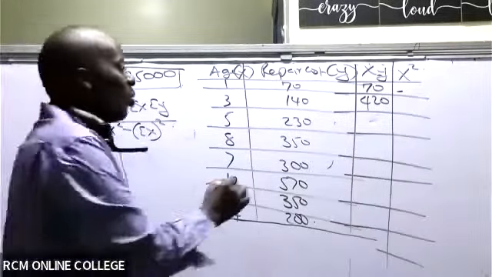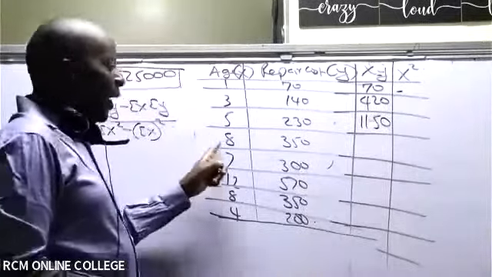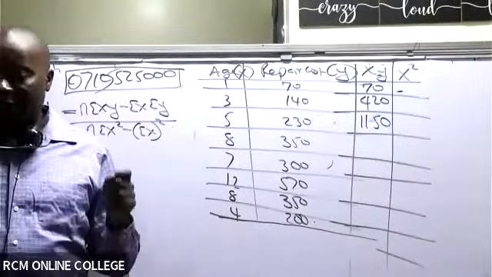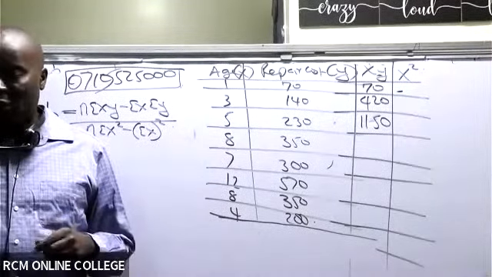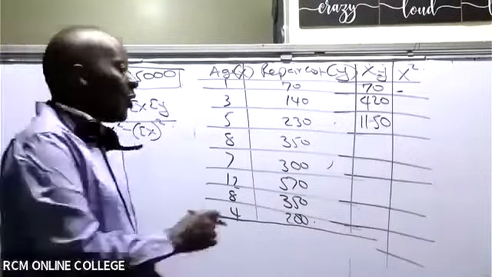$11.50. Thank you very much, Laura. So this is $11.50. And then we have 8 times 350. Somebody please help Laura here. It's good we move together, all of us. 2,800 from Joyce. Thank you so much.